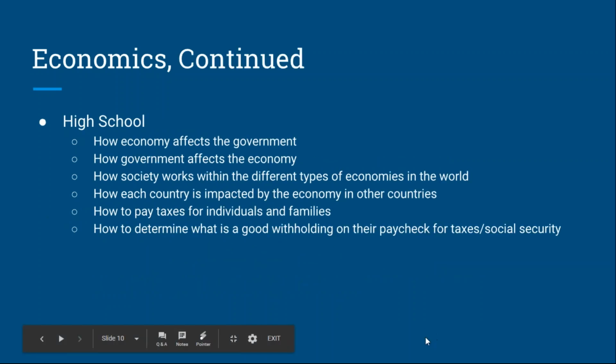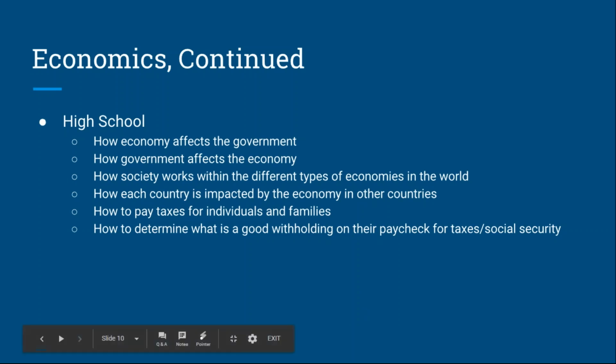And then in high school, you want to learn how the economy affects government and how the government affects the economy. And then you want to look at how society works within the different types of economies in the world and how each country's economy is impacted by the economy in other countries.